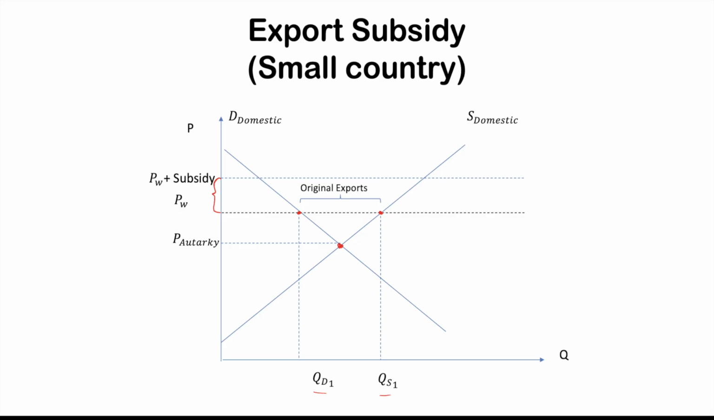The price now is higher than before, and so the domestic consumers are not happy, and they respond with lower quantity demanded. And the domestic suppliers are happy, and they respond with a higher quantity supplied. So you can see now that the new exports are higher. So QD2 is the new quantity demanded at home for this good. QS2 is how much the domestic producers are producing, and the difference between QS2 and QD2 represents the new exports.